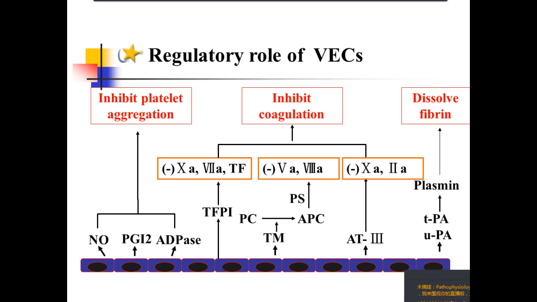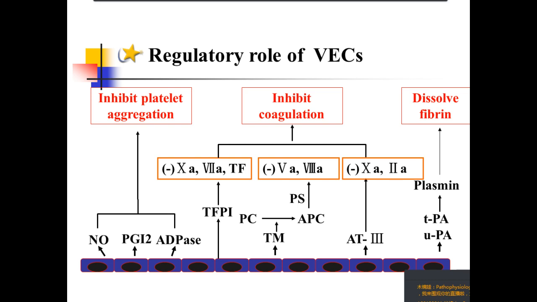Now, so we know normal VEC has what function? Anticoagulation function. Now, on the contrary, if VEC is damaged, NO, PGI2, and ADPase decrease, leading to vasoconstriction and platelet aggregation. Release of TFPI, TM, and antithrombin 3 decreases, so anticoagulation function decreases, coagulation function increases, and a clot forms.